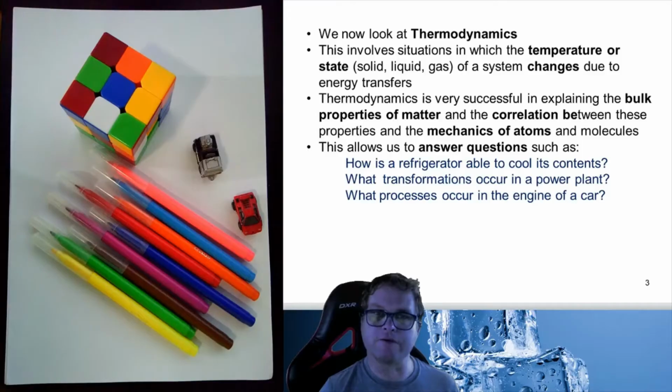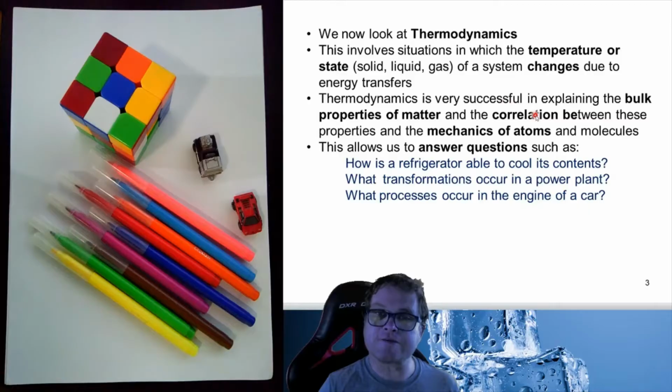Well, this involves situations in which the temperature or the state, be it solid, liquid or gas, of a system changes due to energy transfer in the system. So this could mean that we are adding energy to a system or removing energy from a system, and this is causing the temperature of the system to change, or maybe it's causing some change in state. Maybe it's causing water to boil and change from liquid to gas.